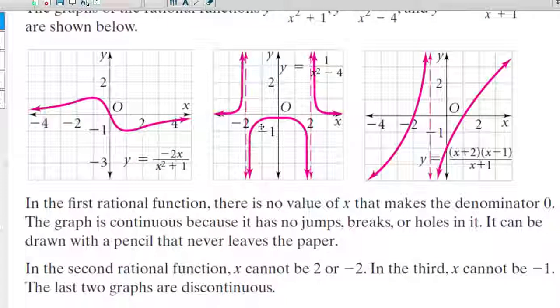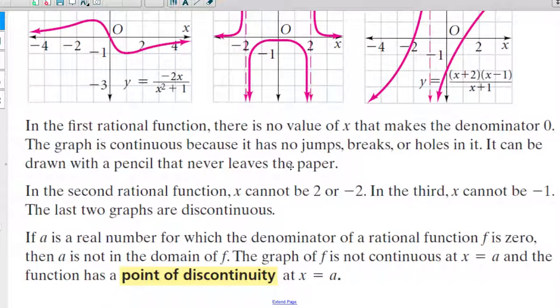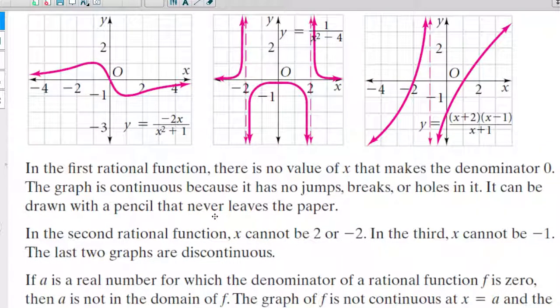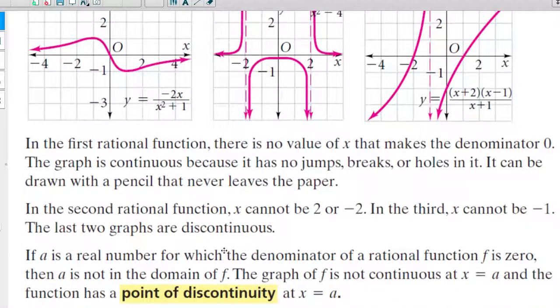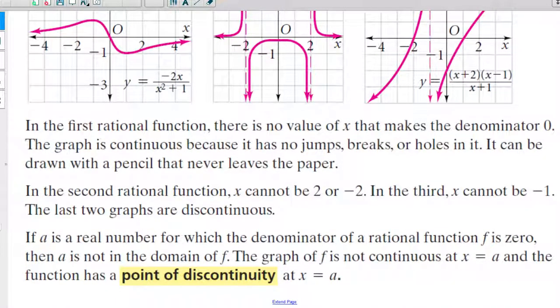All right, so you have these lovely graphs in your textbook that you can take a look at. And one thing you need to know is this term, point of discontinuity. That is going to be any place where you have an asymptote or a hole, a place where your function is not defined for that specific value for x. Okay, so graphs are either continuous or they might have a point of discontinuity.